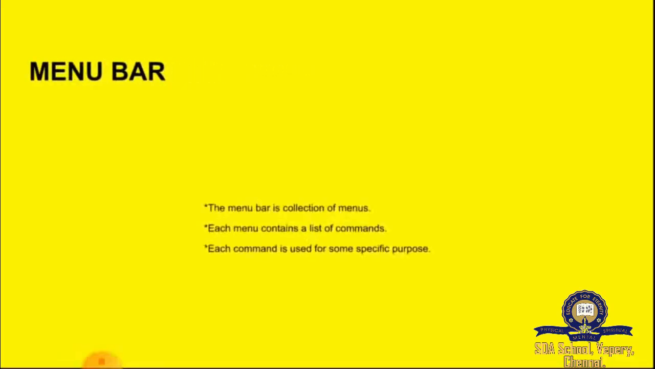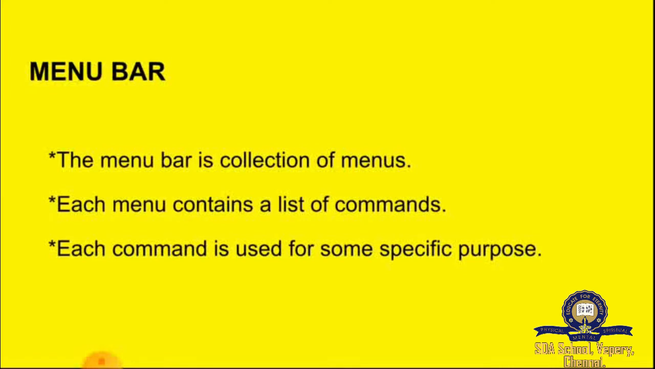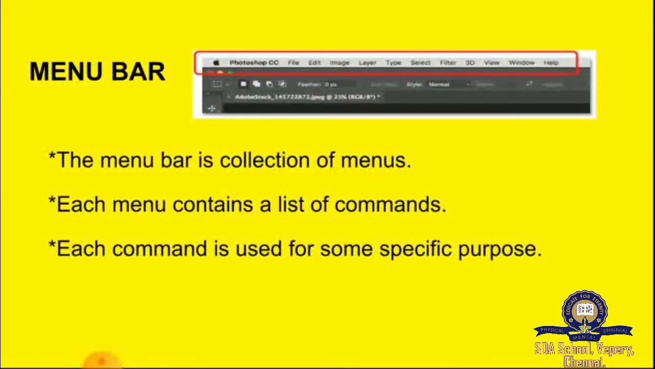Menu bar. The menu bar is a collection of menus. Each menu contains a list of commands. Each command is used for some specific purpose. Can you see a red triangle? That is the menu bar. Can you see the options like file, edit, image, layer, type, select, filter? These are the menu bar options.